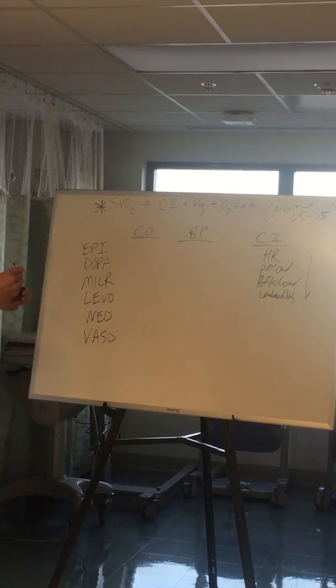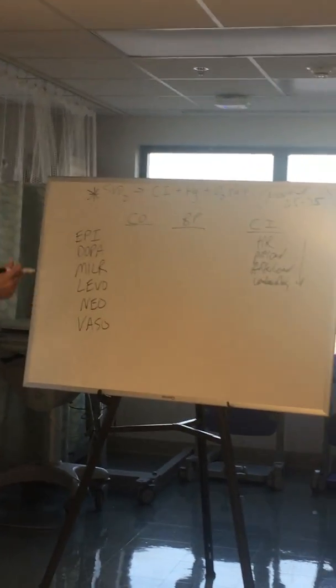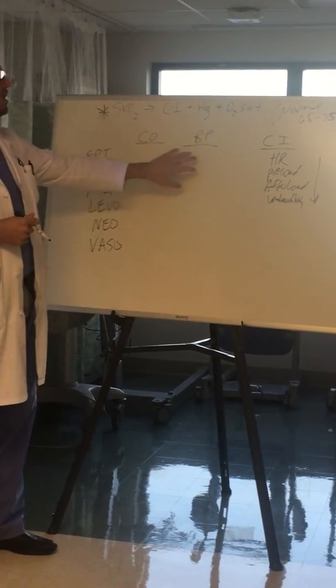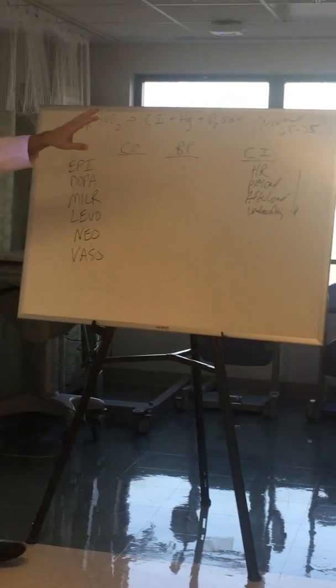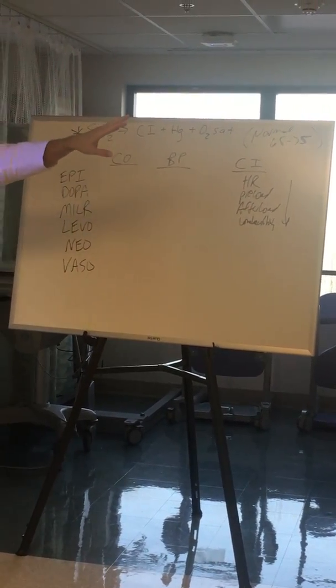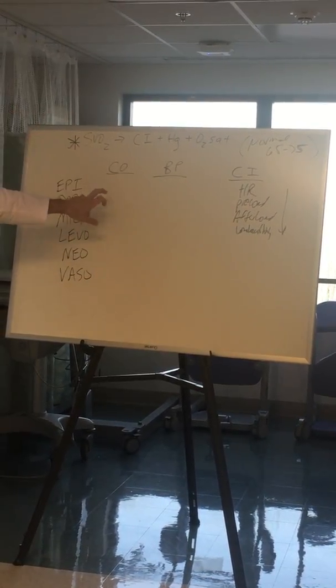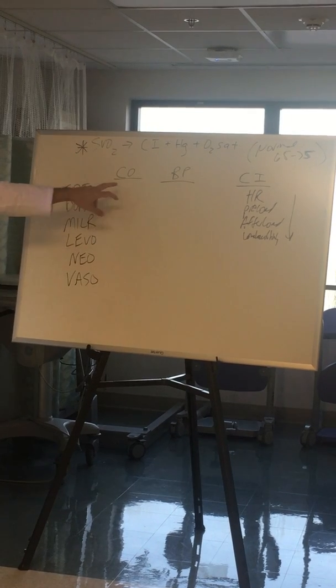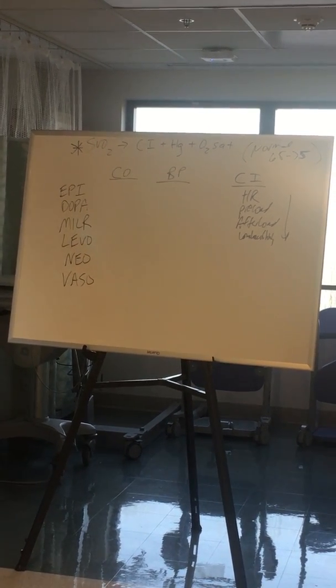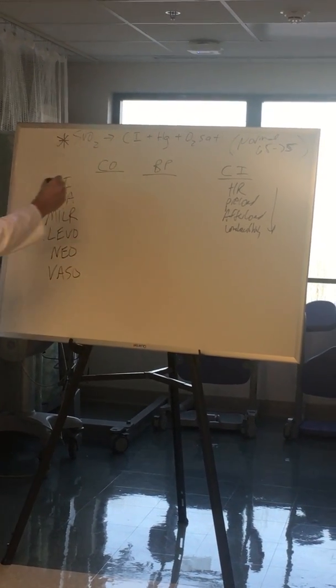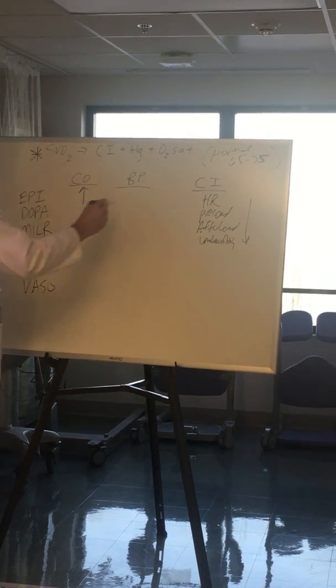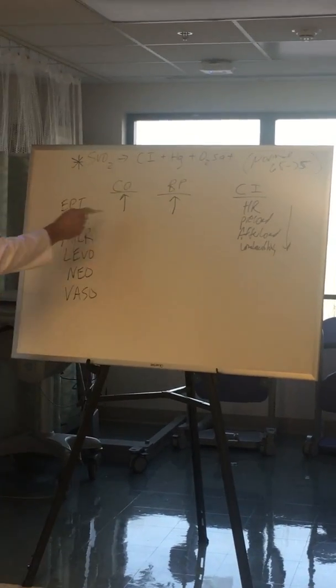So the way you've got to think about these drugs is what they do to the index and what they do to the blood pressure. Because if somebody's index is low and their blood pressure is low, there's a certain drug you pick. You know what I'm saying? That's why you have to know what these do. So let's start with epi. What does epi do to your cardiac output? Increases. What does it do to your blood pressure? Increases. Dopamine. What does it do to your cardiac output?